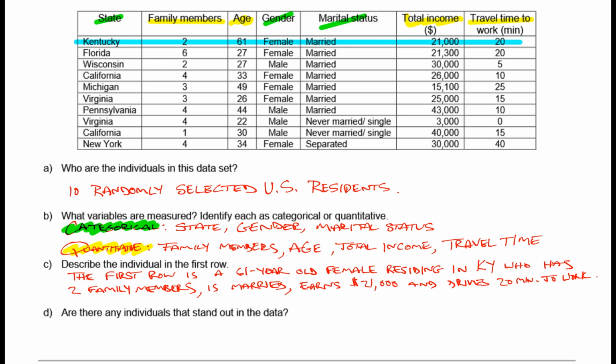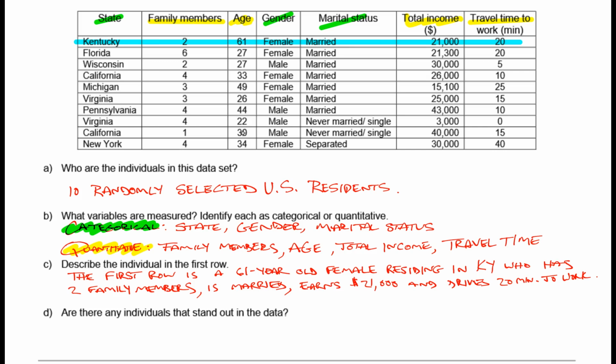So it would make sense to find the average number of family members in this distribution, or the average age of the individuals in the distribution, or their average income, average travel time. It would not make sense to find an average state or an average gender. For categorical variables, we can't find an average because we can't add those things up. What we could do is find out which gender is most frequent or which state is most frequent, and that's a different type of question, different type of math than taking an average.